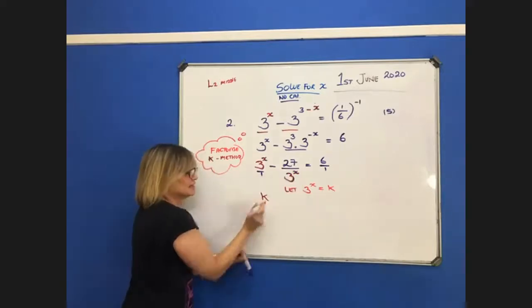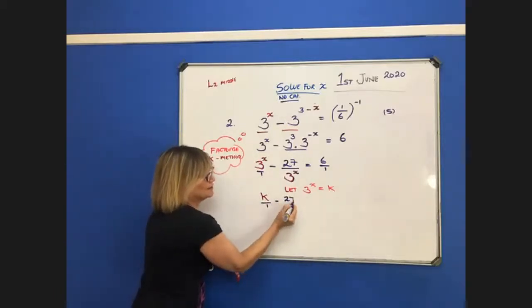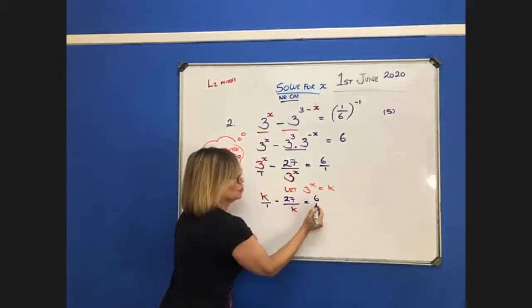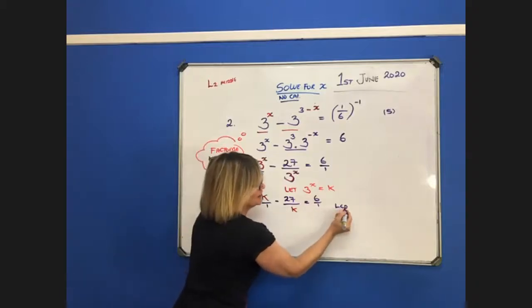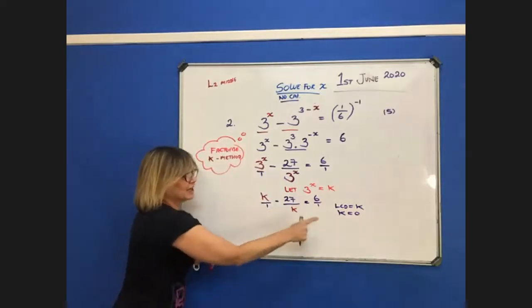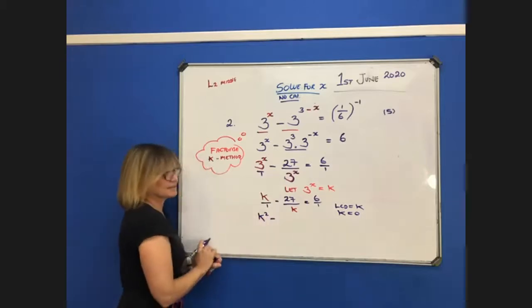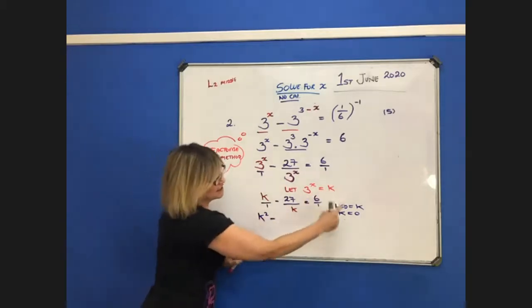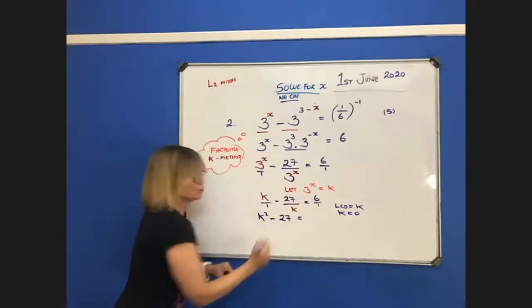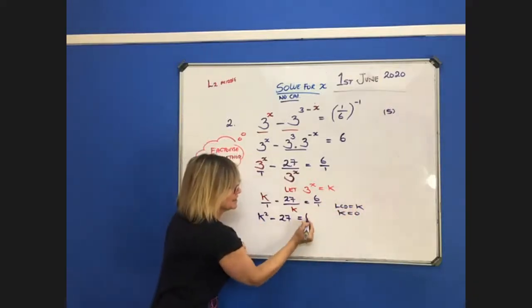We have k over 1, minus 27 over k, equals 6 over 1. So the LCD is k, and k cannot be 0. 1 into k goes k. k times k, we get k squared, minus. k divided into k goes once. So 1 times 27 is 27, equals 1 divided into k goes k. k times 6 is 6k.